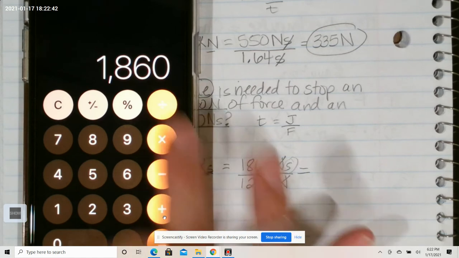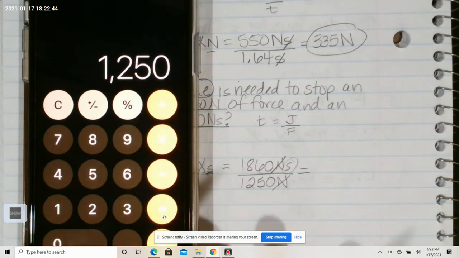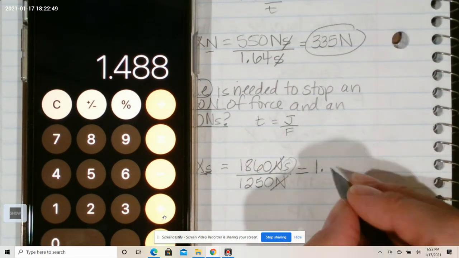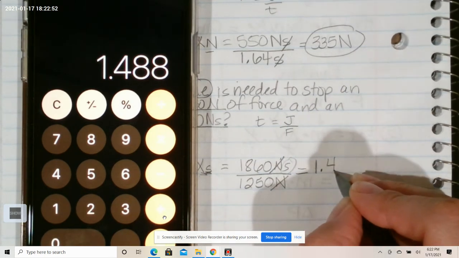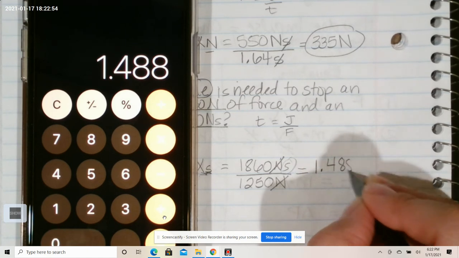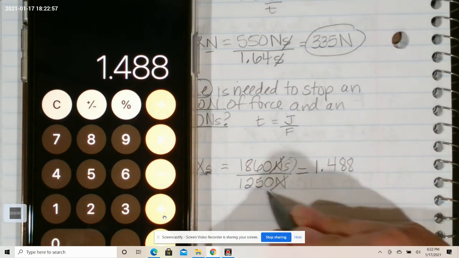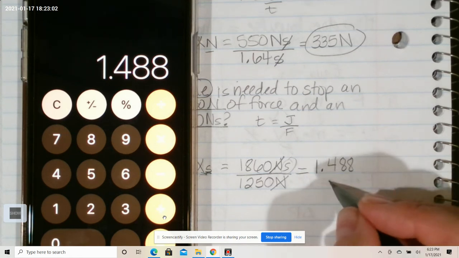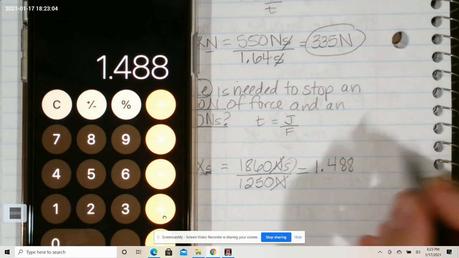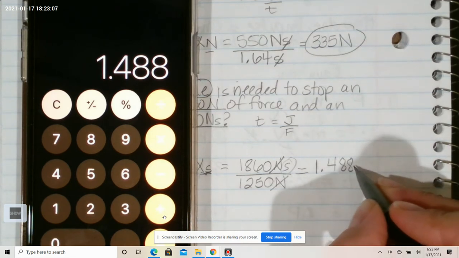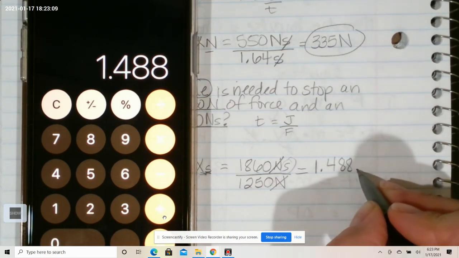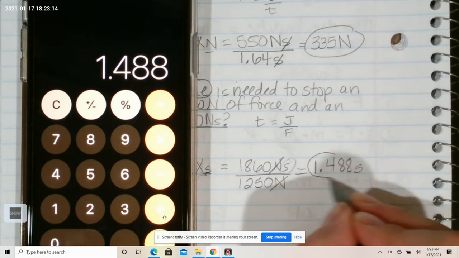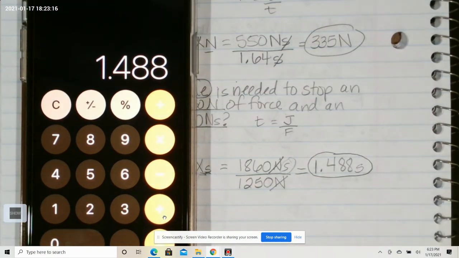1,860 divided by 1,250 equals 1 point, and let's go 488. So I went out 4 digits because both of those numbers are 4 digits. If you round it up and you go 1.5 or 1.49, that's fine too. I'm not really picky on that because we're not supposed to be really teaching you the significant digits, but I'm just going to go out to this. Seconds. So if you said 1.5 or 1.49, that's fine too.